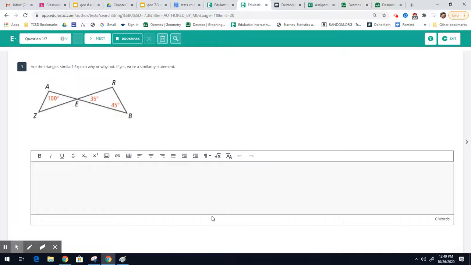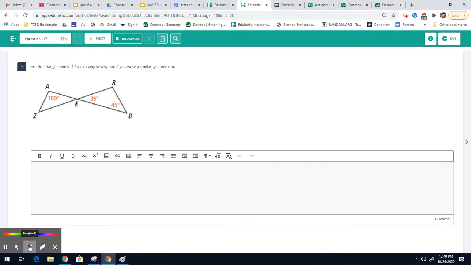So I have several examples of these similar triangle problems. And again, you're going to have to do these on Edge Elastics. You have to type out things using the sort of X button for the math type. You can also just type in plain language, but I'd like you to get some experience writing it in math type. So are these triangles similar? Explain why or not. If yes, write a similarity statement.